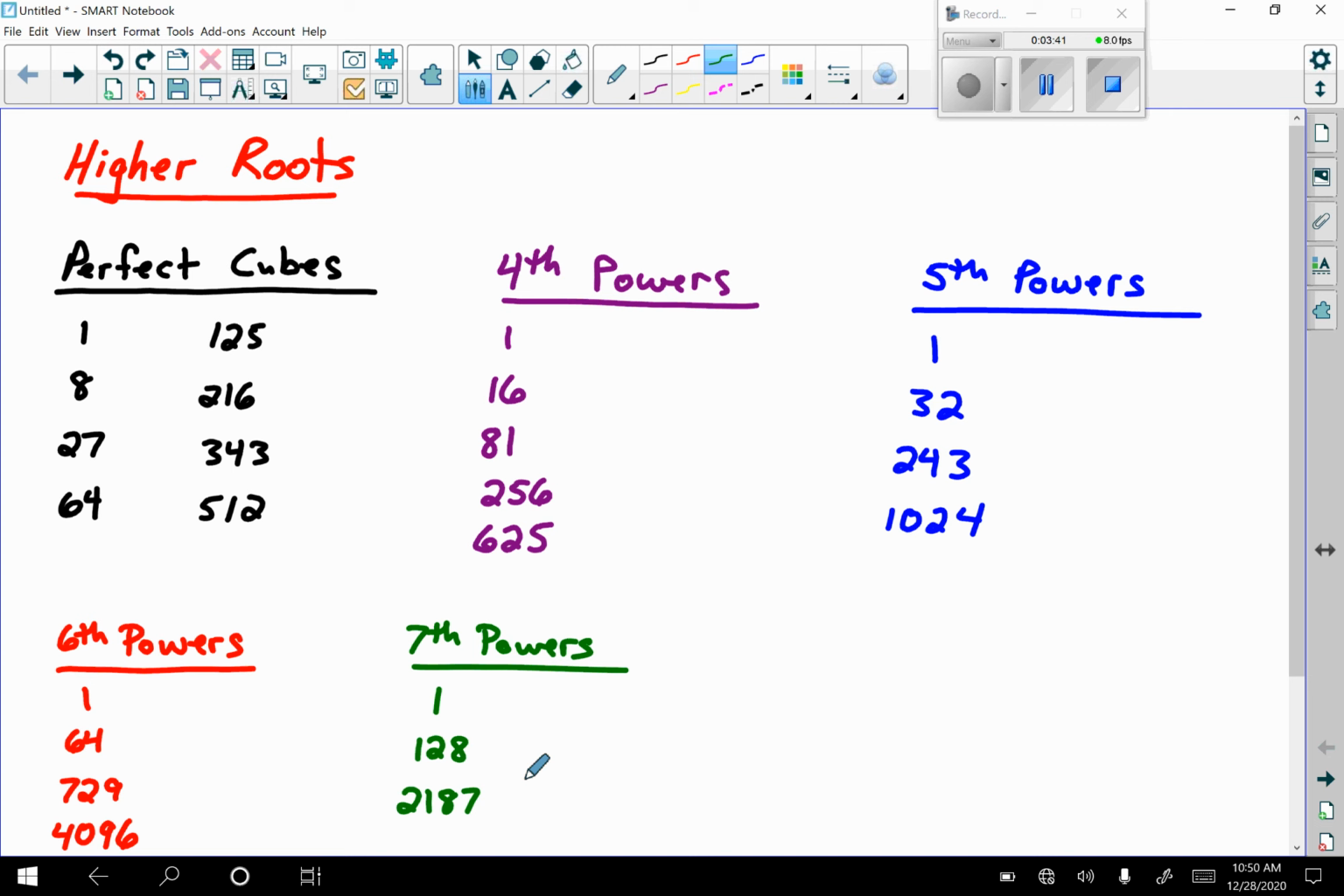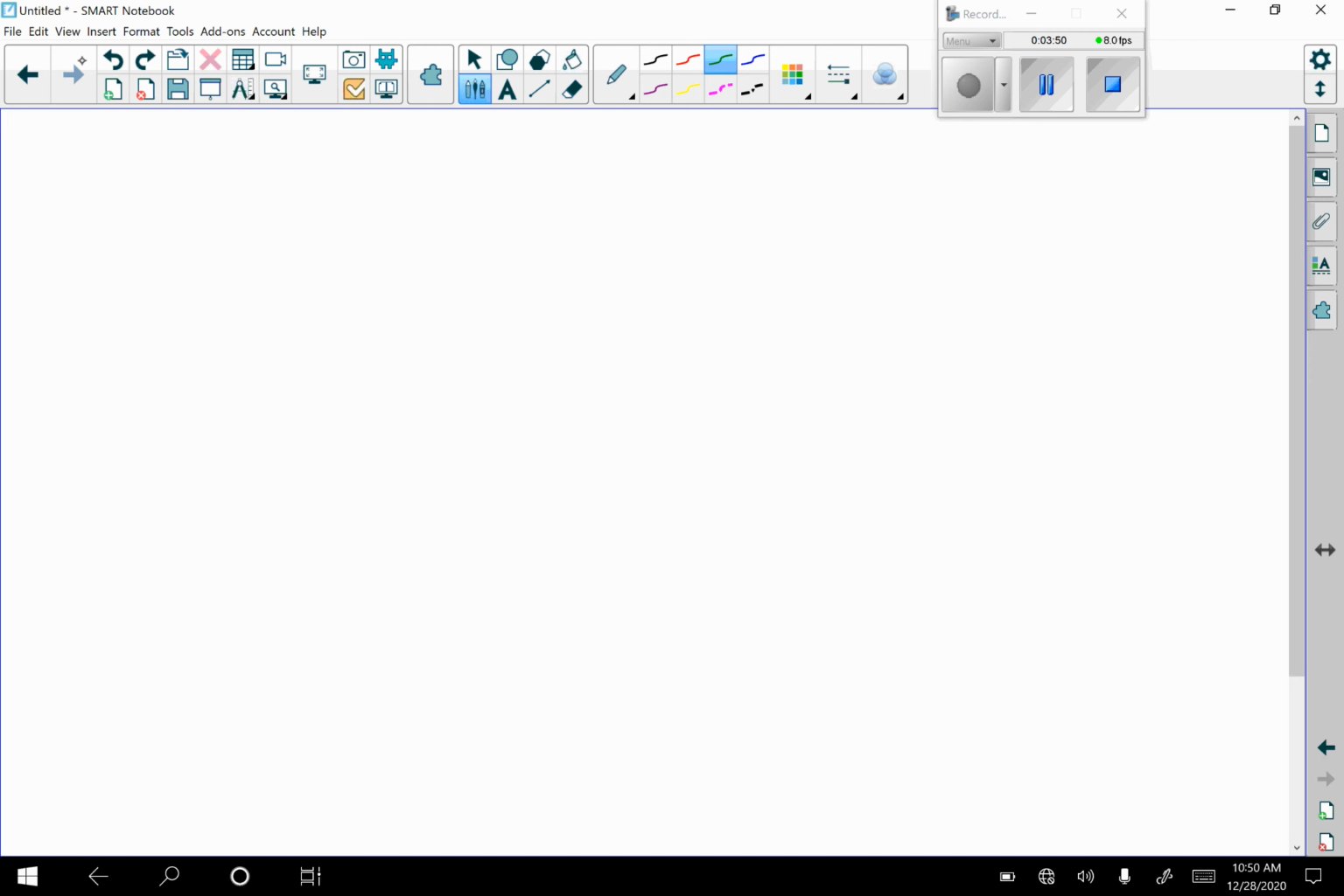So there's a worksheet I'm going to give you guys. You're going to have the evens to do, so I'm picking out some of the odds. So we'll call this the higher roots worksheet.